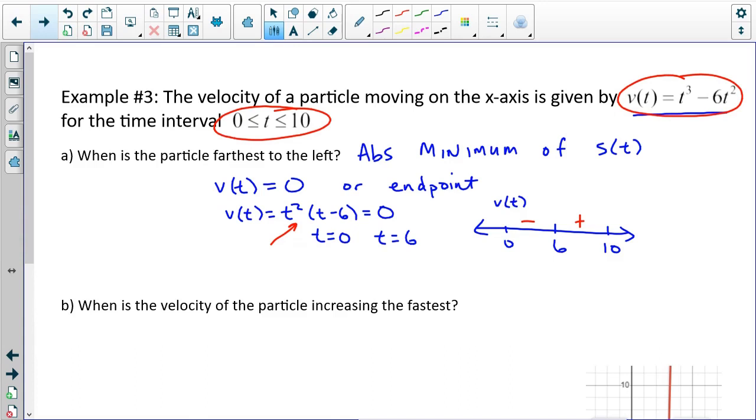So if I think about this using logic, I have a particle that exists only on the x-axis. It's going to start somewhere. The velocity is negative the entire time from 0 to 6. So that means it's moving to the left from the beginning until time equals 6. At time equals 6, it stops moving to the left somewhere and then starts moving to the right. And then it moves to the right until the end of the problem. So whenever t equals 6, it must be farthest to the left. So my answer is t equals 6.